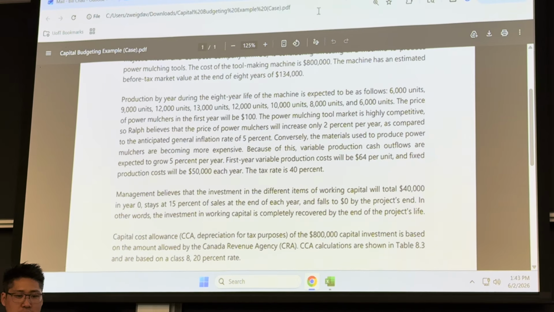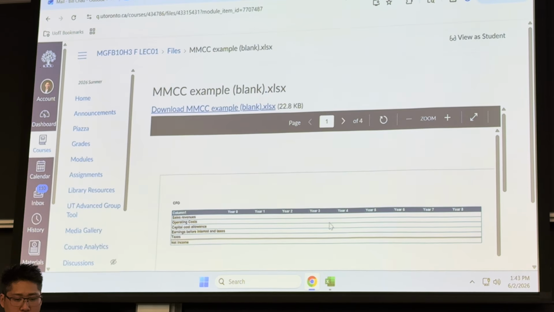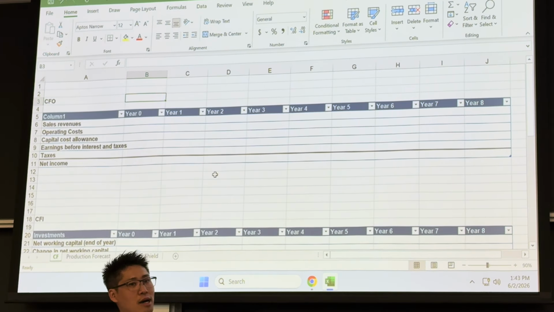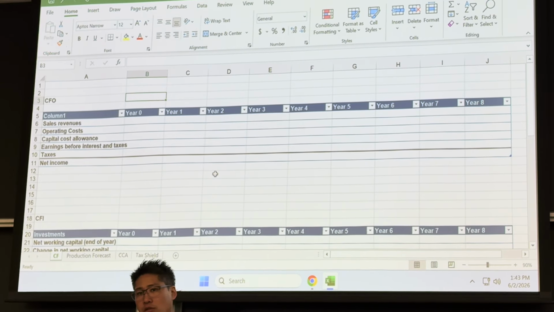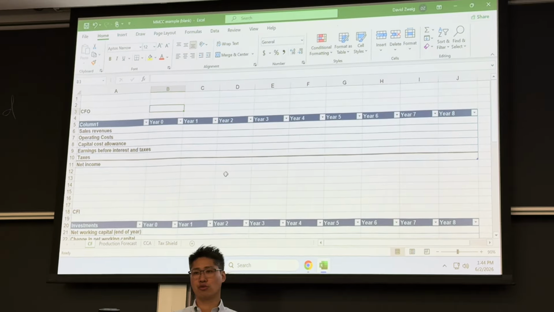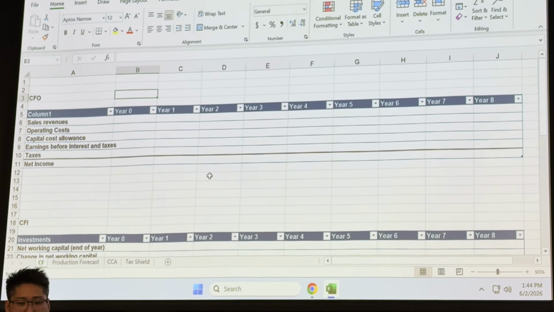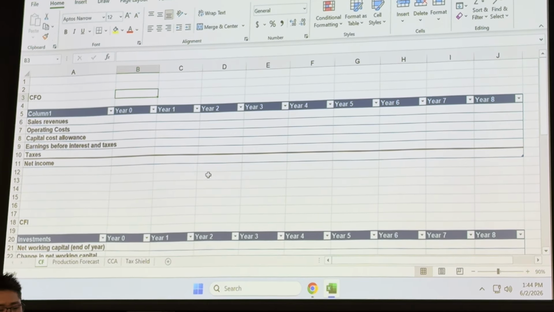Now, if you can please turn your attention to Quirkus, I have uploaded two Excel sheets. One is blank, the other one is completed. The blank one is for me to show you how I'm going to start from 0 to complete. The complete one allows you to study on your own when you have time.